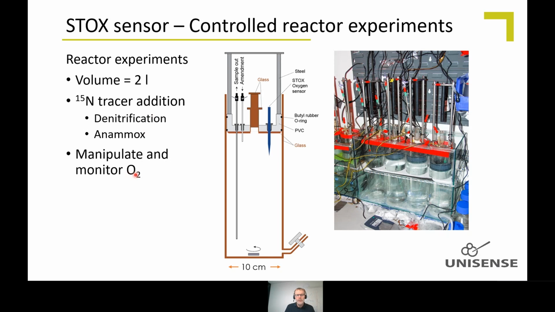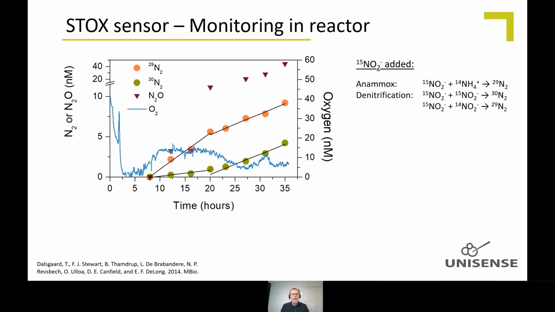Then we could manipulate and monitor the oxygen concentrations through the STOX sensor here, and we could add oxygen if we wanted. Typically, it looked like this: we would fill the reactor, and during that we would contaminate the water a bit with oxygen, in this case about 40 nanomolar. To get rid of that, we bubbled with helium for a little while, and then we got very low oxygen. Then we added the 15N tracer, and we could follow the production of 29N2 and 30N2. From isotope pairing calculations, we could calculate the anammox and denitrification rates.